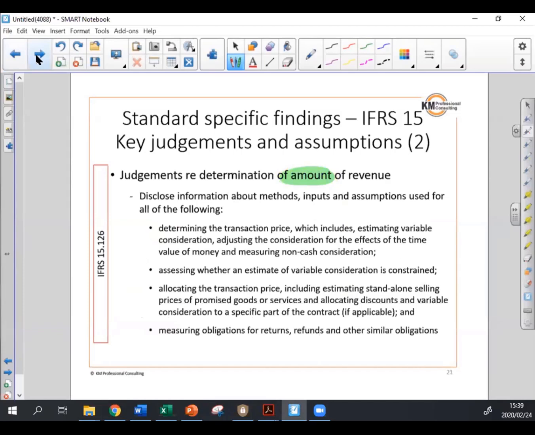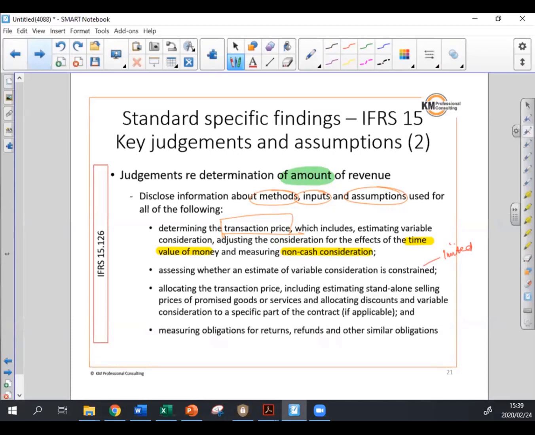As far as the amount is concerned, we need information about any method, input, or assumption that you use to determine the transaction price, the amount, the number. And that's got to include estimating any variable consideration. We've spoken about that. Specifically, it addresses here time value of money and non-cash consideration. Then assessing whether that variable consideration is constrained, limited, under what circumstances, what puts pressure on it, and then allocating it. So if you've got more than one promise, more than one thing that you are delivering in terms of a contract, on what basis did you give that transaction price to item A and item B?